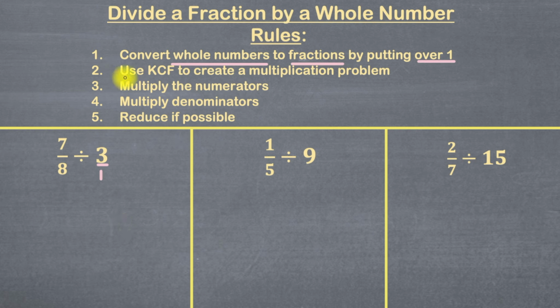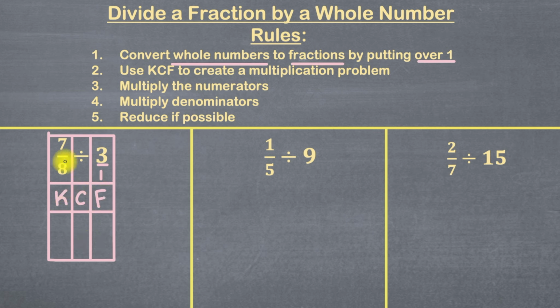Step 2 is to use a process called KCF to create a multiplication problem. And KCF stands for keep, change, and flip. We're going to keep our first fraction, we're going to change our division to multiplication, and we're going to flip this fraction so that the top becomes the bottom and the bottom becomes the top. What I like to do is be neat with my work and make a little chart that says KCF.